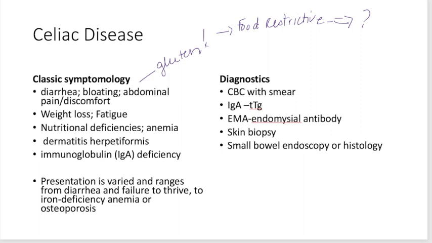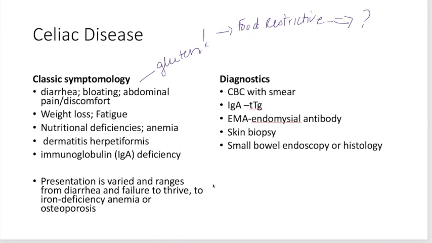You can get dermatitis herpetiformis, and you would also have immunoglobulin A deficiency, IgA deficiency. Its presentation is quite varied, meaning it can be mild to quite severe. And then there's also iron deficiency anemia and osteoporosis, again because you do not end up absorbing most of your vitamins.